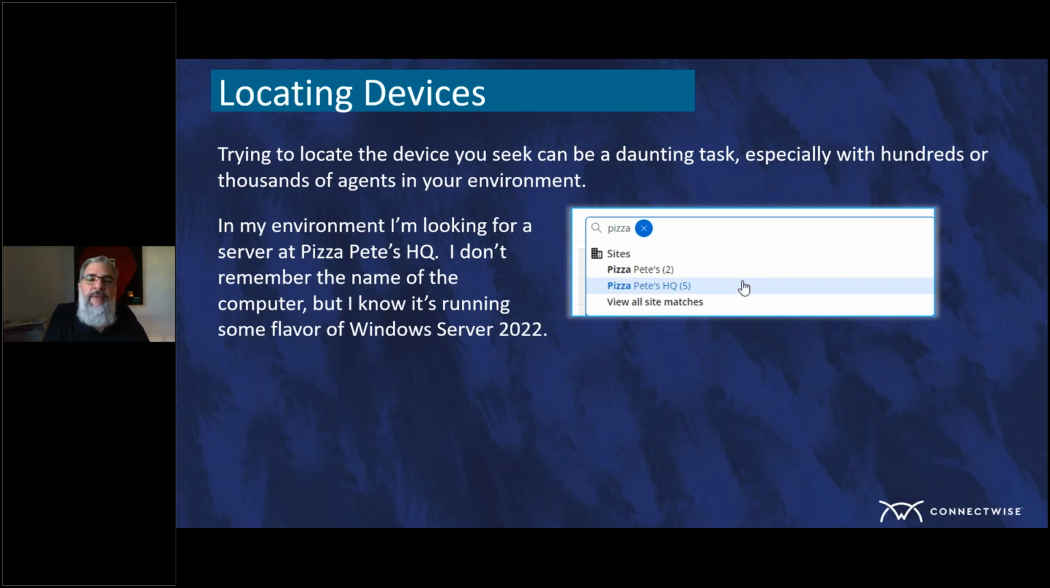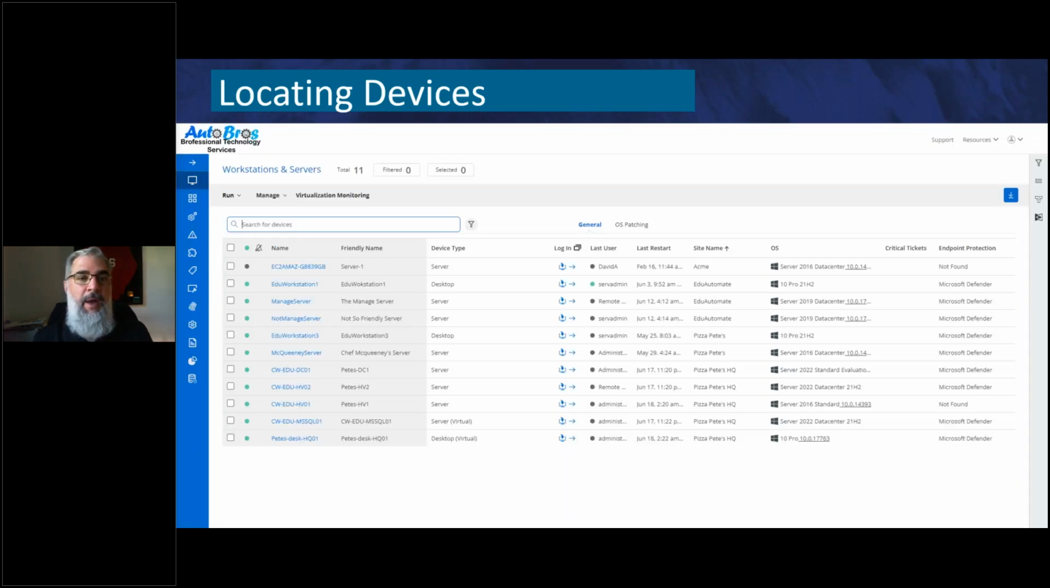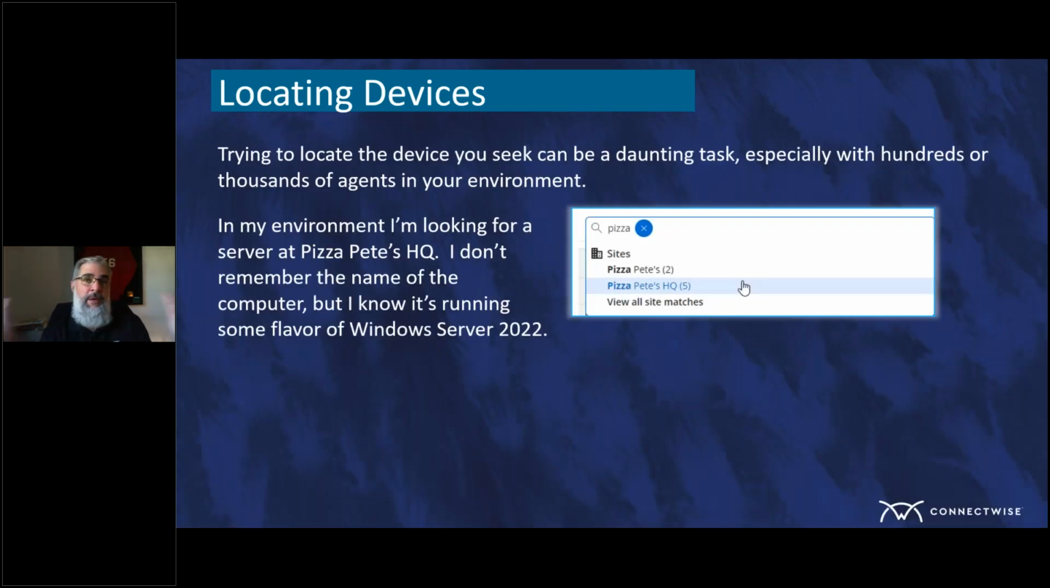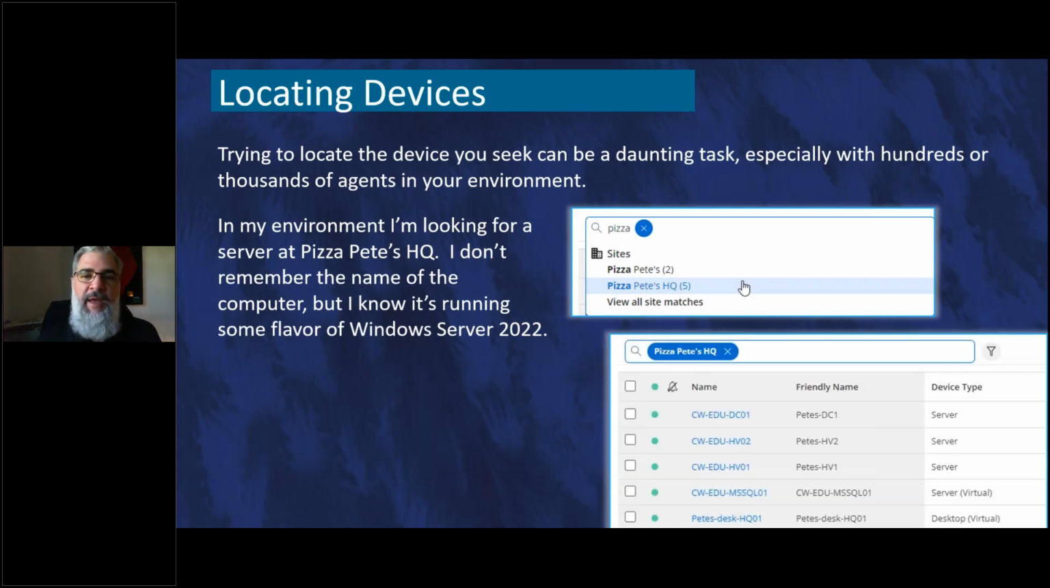So all I did in that search box right up there at the top, I just typed in pizza, and here are my results for pizza. Anything that matches pizza. Oh, okay, I knew it was HQ. I'm going to select that. When I select that, you can see now it is showing up as one of my selections in that search field. And already my list of devices has been filtered to only that site because I picked the site.